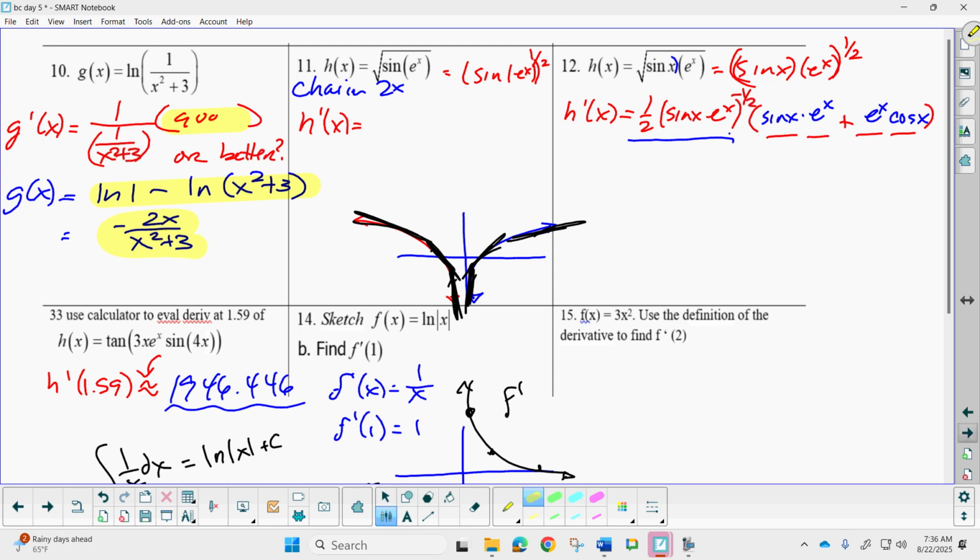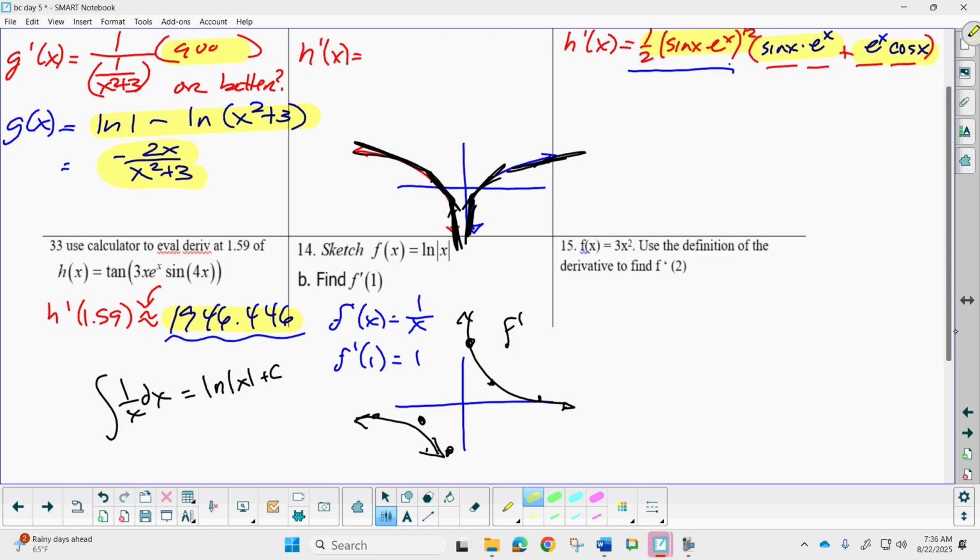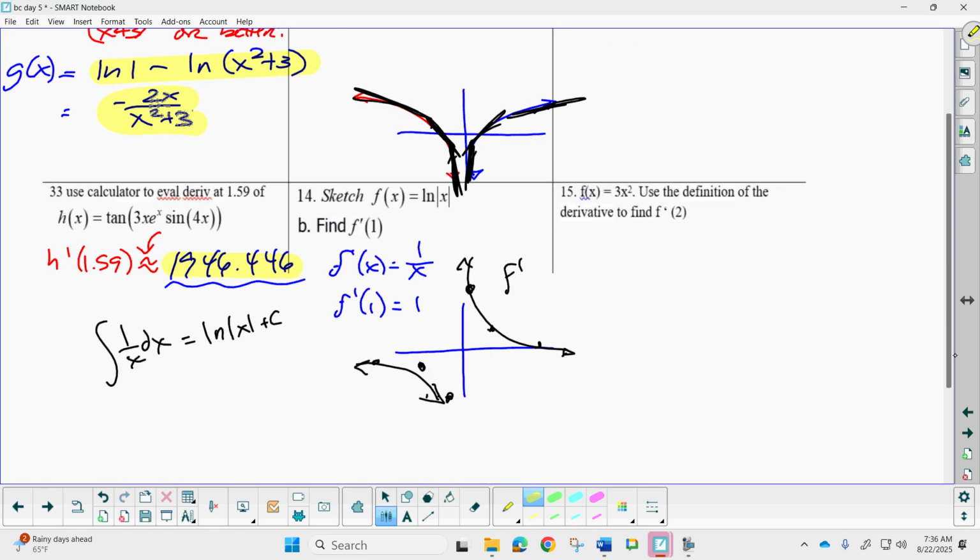12 is 1/2, it's product with chain. So 1/2 sine of x e to the x to the -1/2 for the derivative of the outside. The derivative of the inside is a product rule, sine of x e to the x plus e to the x cosine of x. That's just plugging in. I got 1,946.446. Hopefully you remember how to take a derivative with your calculator or approximate a derivative with your calculator.